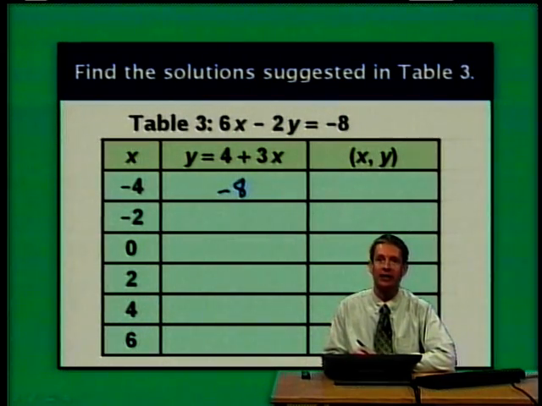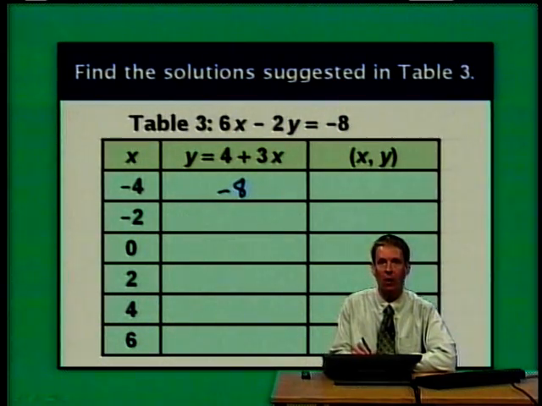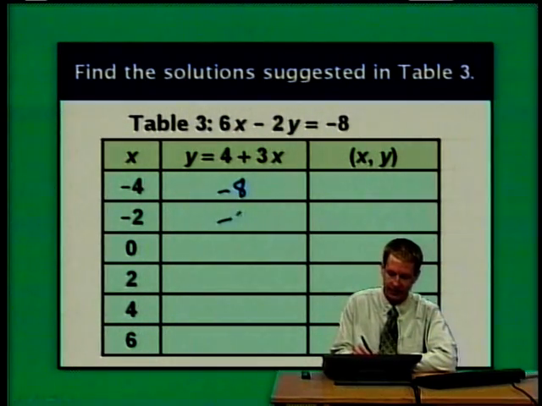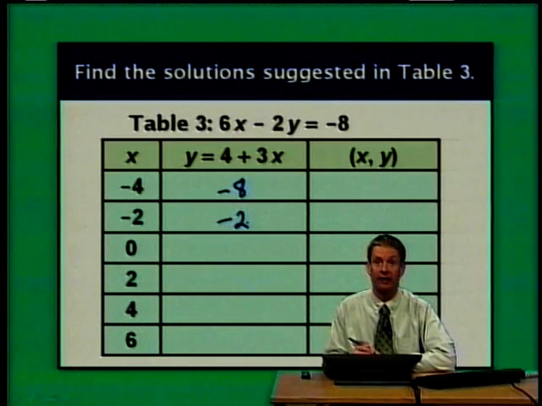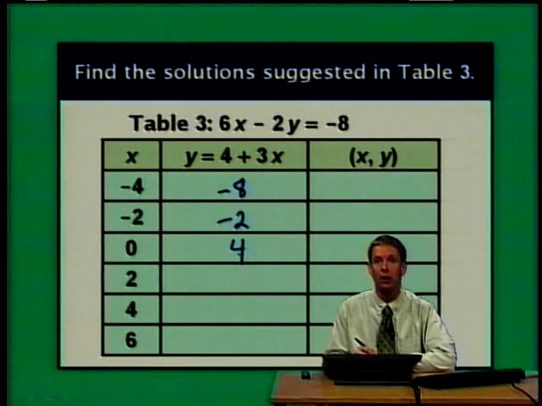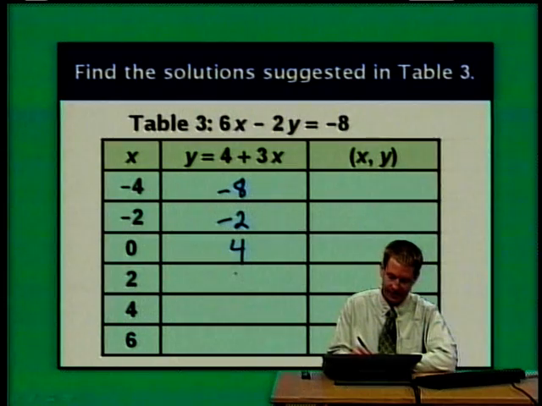When x is negative 2, y is 4 plus 3 times negative 2. That's 4 plus negative 6, which is negative 2. When x is 0, y is 4 plus 3 times 0. Well, that's just 4. When x is 2, y is 4 plus 3 times 2. 4 plus 6 is 10.